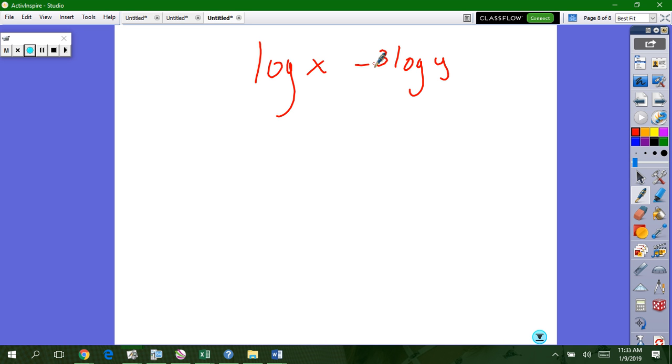The log of x minus 3 log of y. Are we like unexpanding? So now we're condensing. So this would be 1 logarithm. What's on top? X, no, not log x, just x, because it's log of x. Y cubed would be down below, right? With me? All right. Okay, that was pretty simple, right? Now let's do a hard one.